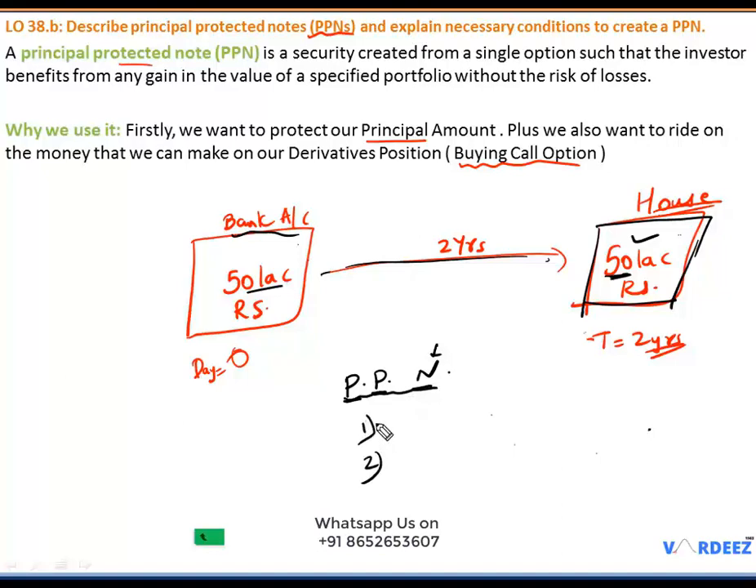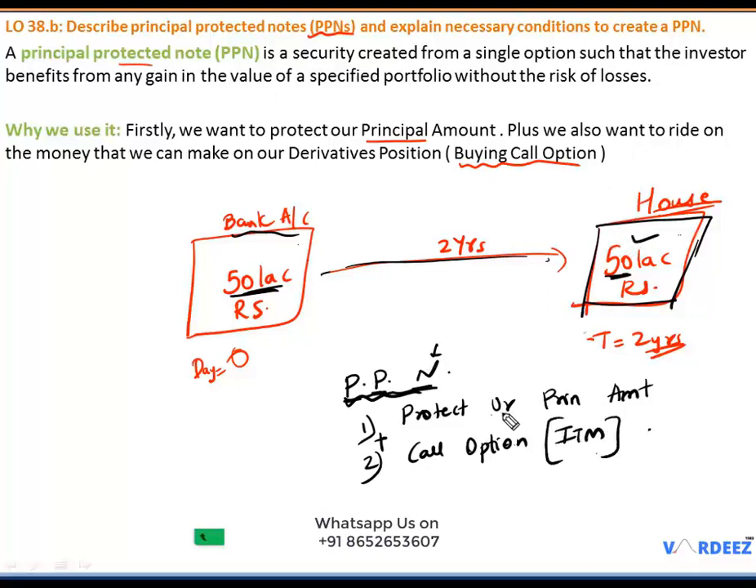Firstly, it gives you the opportunity to protect your principal. Plus, it gives you an opportunity to invest a small portion of this money in a call option. And if the call option is in the money at the end of 2 years, you make a lot of money from this derivative position, that is the call option. So that's the idea behind it.